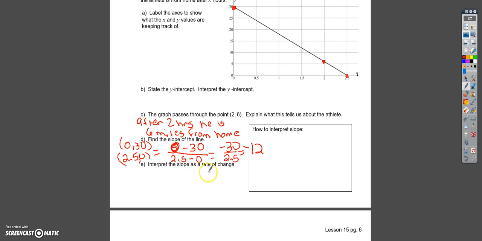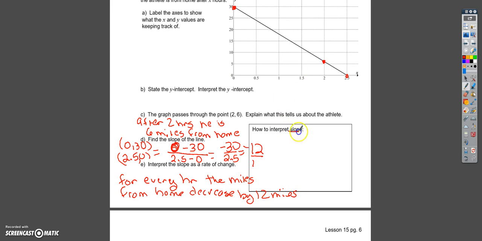So interpret the slope as a rate of change. So 12 over 1. So for every hour, the miles from home decrease by 12 miles.